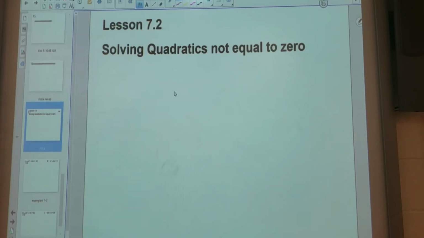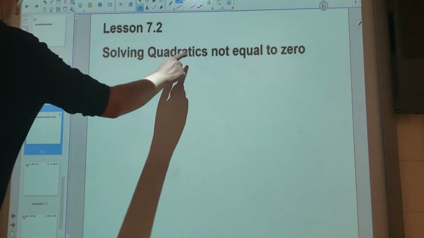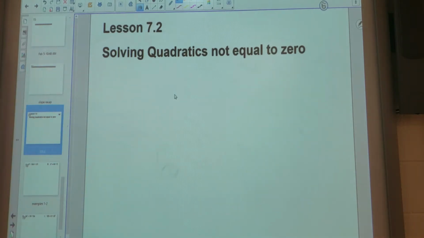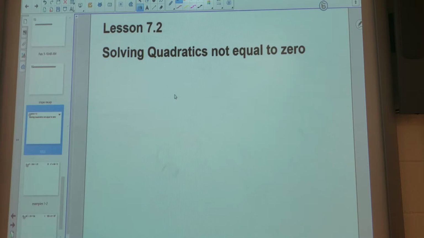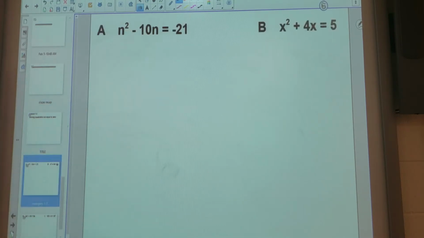Now for lesson 7.2, we're going to continue to solve quadratics, and we're still going to do it by factoring. We're going to look at what happens when they're not equal to 0. Everything in our first two lessons has always equaled 0. So we're going to get straight into questions.